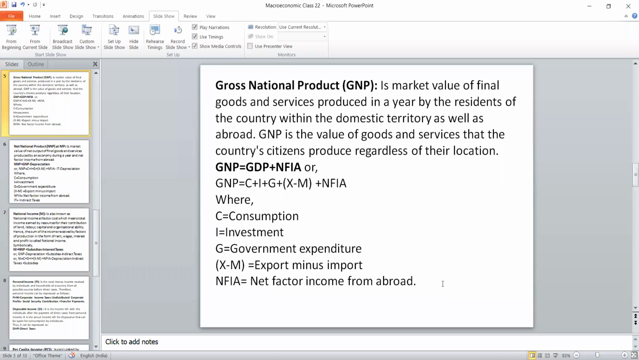That is why the formula will be GNP equals GDP plus NFIA. What do we mean by NFIA? The net factor income from abroad. So the formula goes like this: GNP equals C plus I plus G plus X minus M plus NFIA. Once again, C stands for consumption, I stands for the investment of the business sector, G stands for government spending, X minus M is export minus import, and NFIA is net factor income from abroad. So the first element is GDP, the second element is GNP.